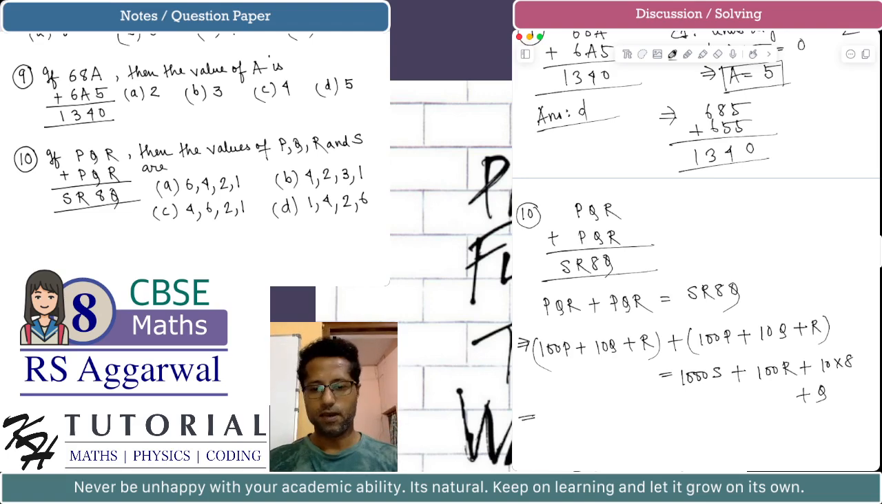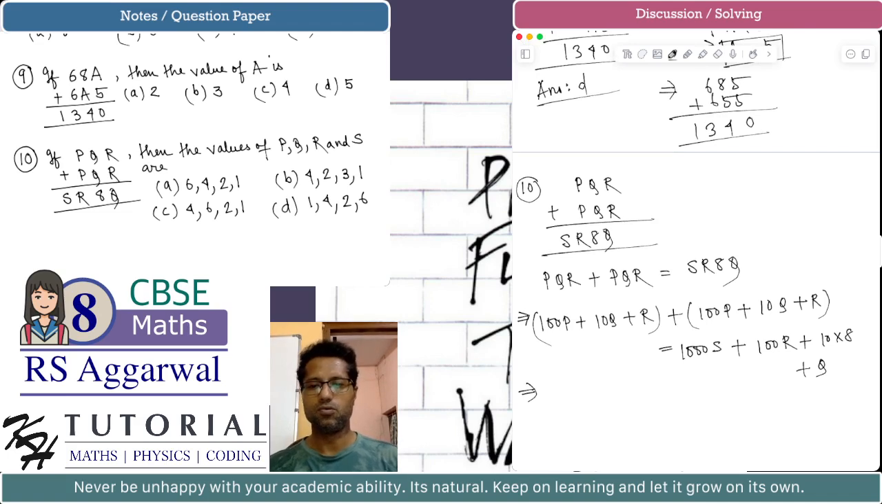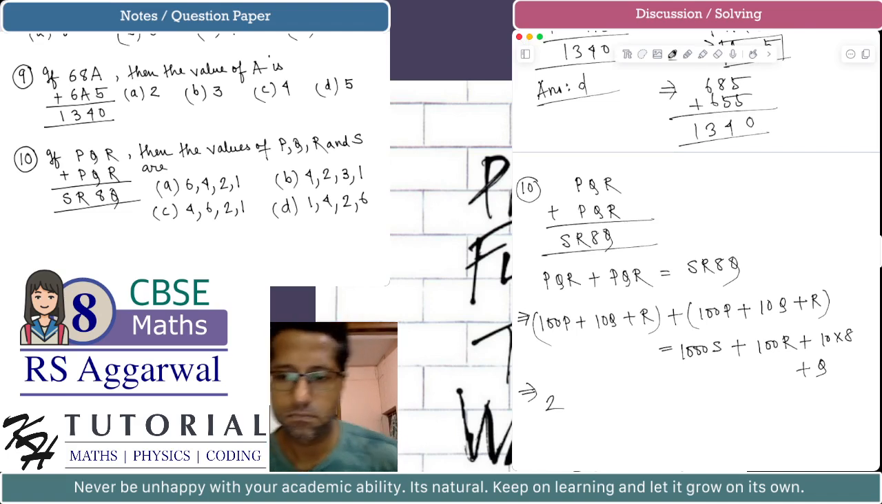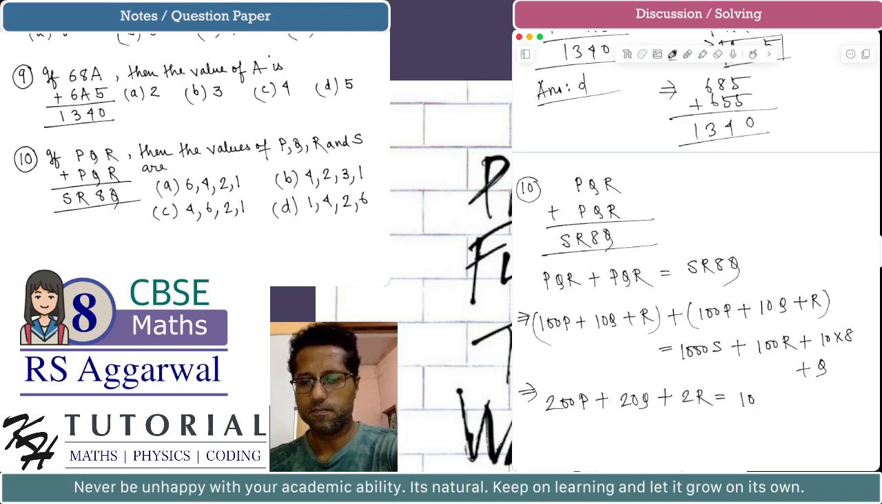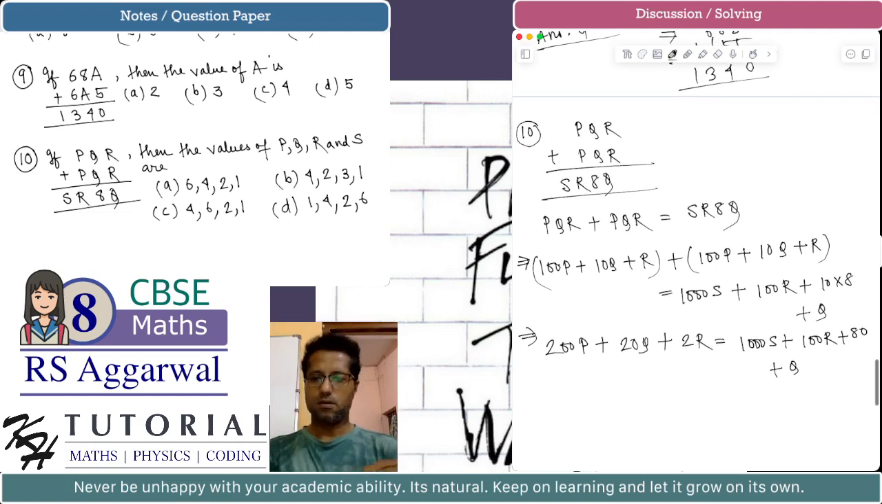So this implies we have 2 times, we have 200P plus 20Q plus 2R is equal to 1000S plus 100R plus 80 plus Q. What does this mean? Now 20Q.